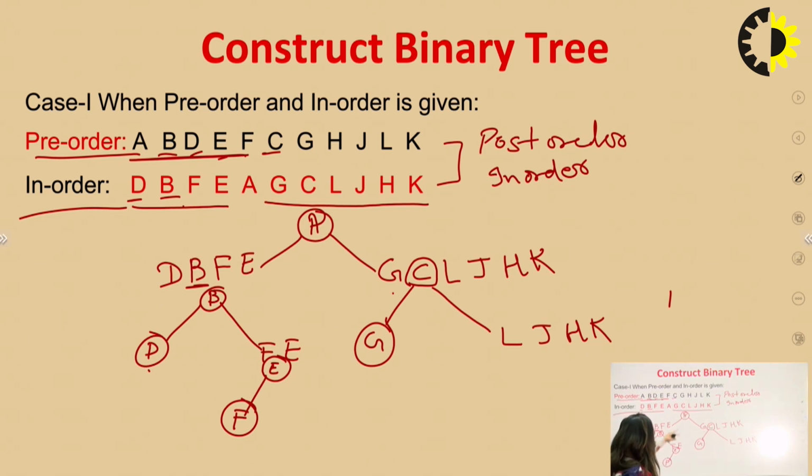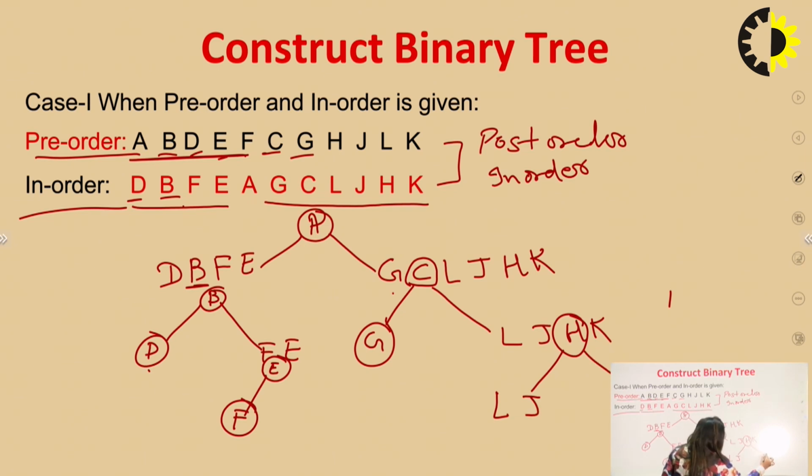Now check, the next one is G. So G is on the right. Sorry. Now G is completed. Okay, this one is done. Now comes to H here. Now check where H is. Here it is, which means L and J come to the left side and K will come to the right side. So this works as a node, and here L and J will come to the left side and K will come to the right side.